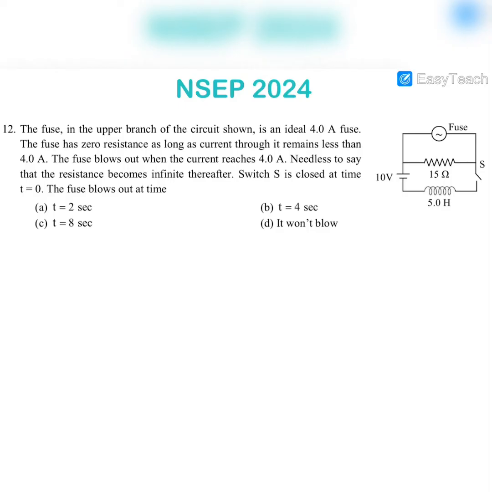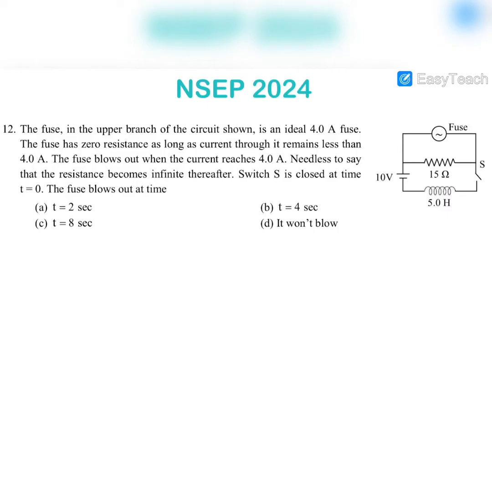In this question, you can see that there is a fuse that has a cutoff value of 4 ampere, and the fuse has zero resistance until it is blown. As soon as the current reaches 4 ampere, it will blow out, and it means that it will offer infinite resistance. So we have to find out the time in which the fuse will blow after closing this switch S.